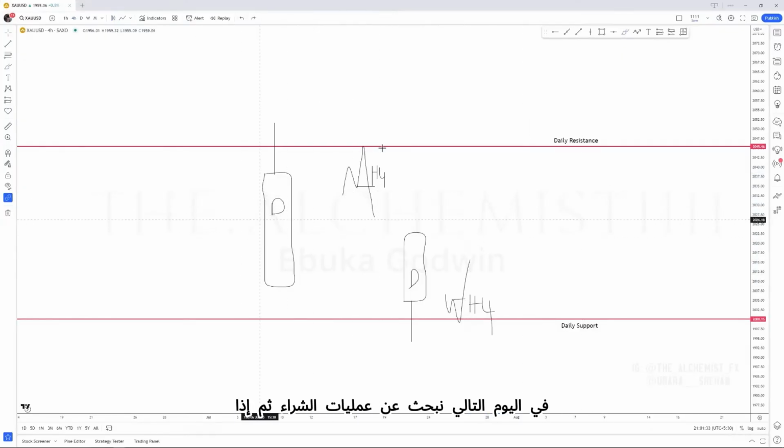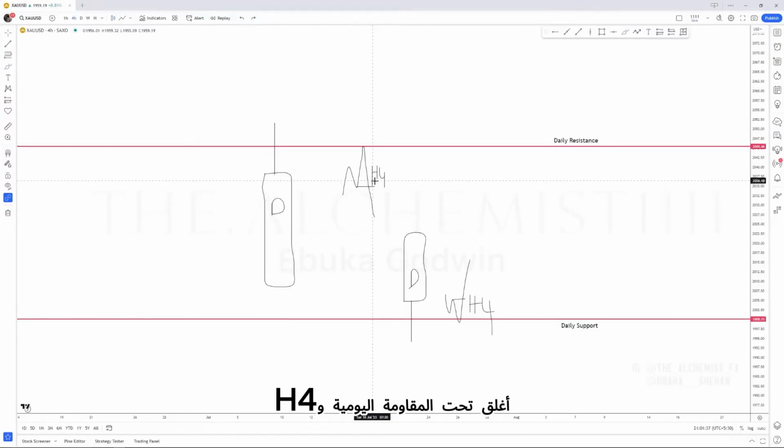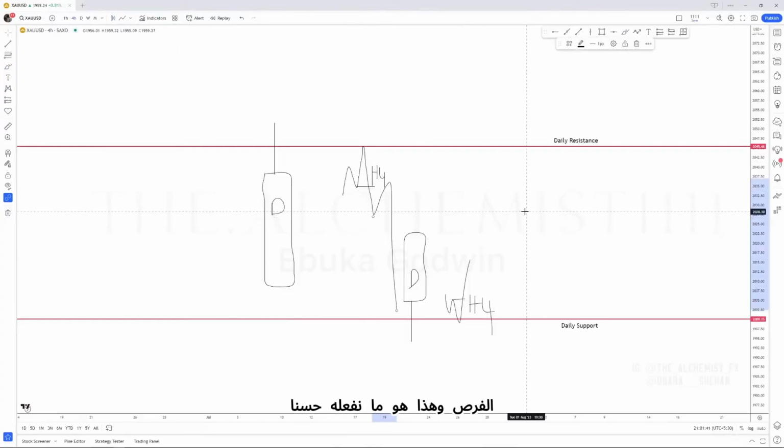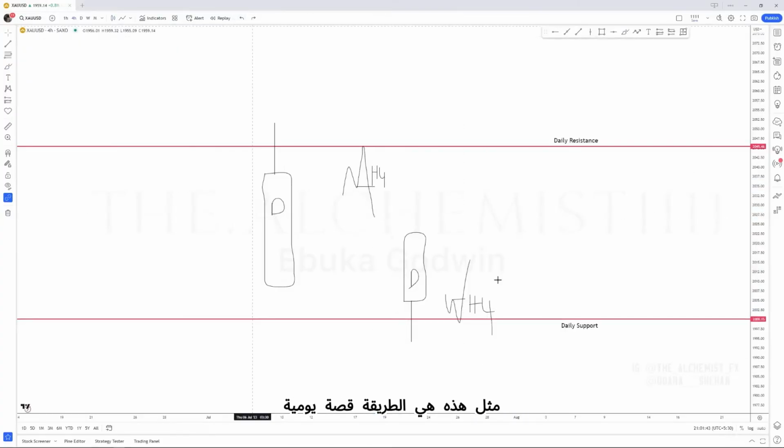And if daily has closed below daily resistance and H4 has given you a bearish breakout, then from the next day we look for selling opportunities. That is what we do. So that is how a daily storyline starts.